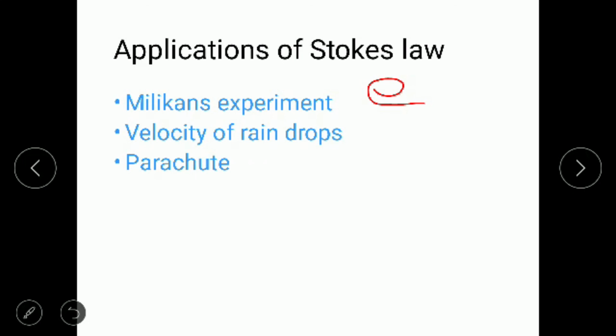Second one is the velocity of raindrops. Raindrops are formed by the condensation of water vapor on dust particles. When they fall under gravity, their motion is opposed by the viscous drag in air. So when the water drops fall, the air present out there applies an upward force which opposes the velocity of the raindrop. As their speed of fall increases, the viscous drag also increases and finally becomes equal to the effective force of gravity.